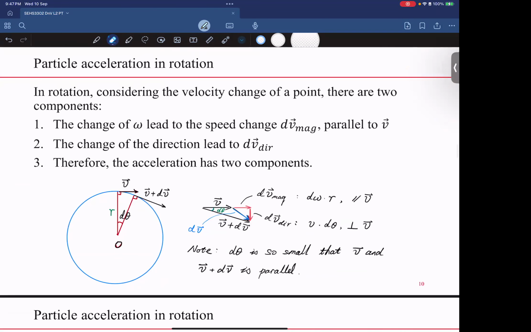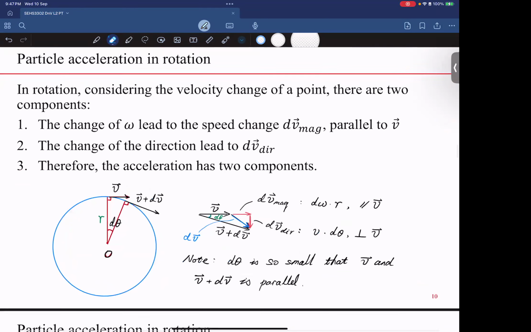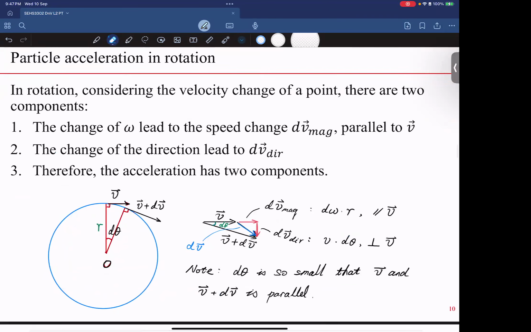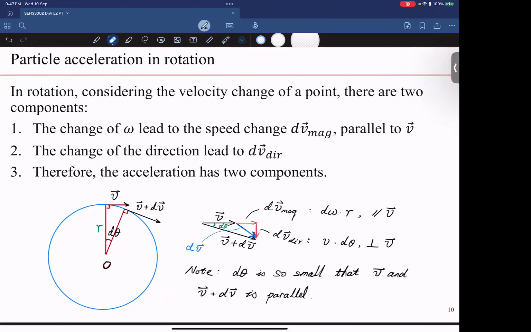So we can put it into rotation. If you feel sleepy, just have a rest. It's okay, because next we just have a preview. Next time we will continue from this section.